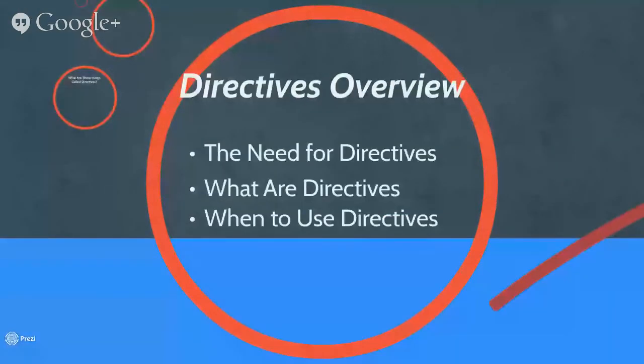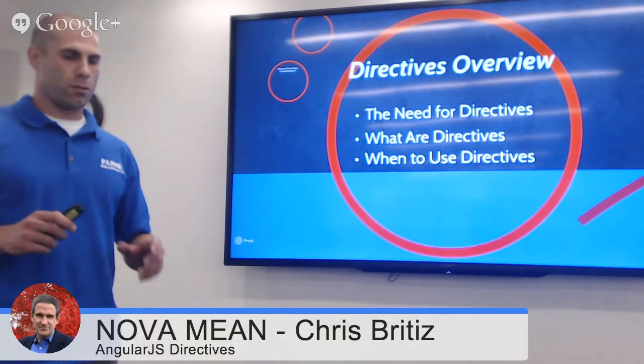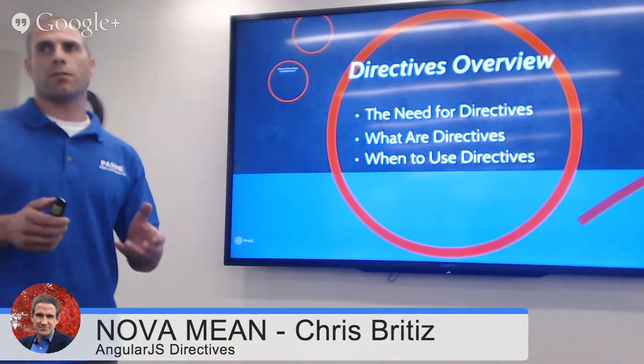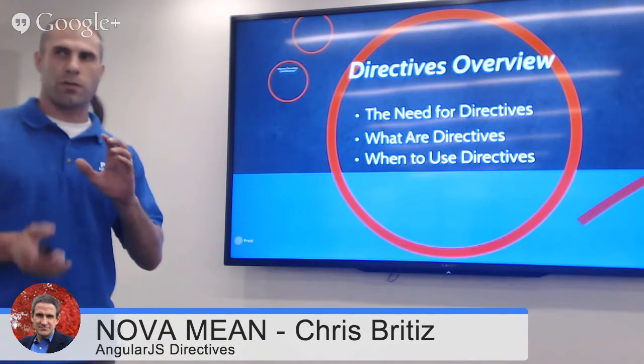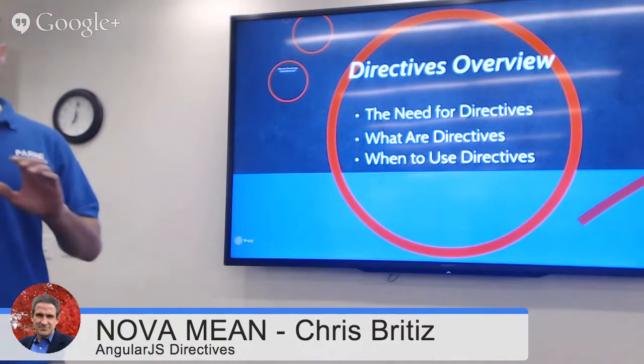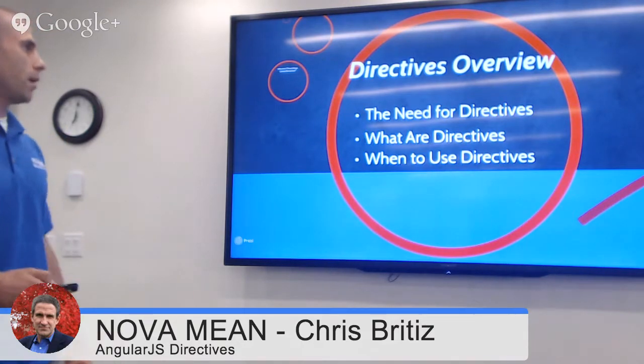So let's start off with the need for directives. Why do we need directives? The main reason I think we need directives is reusability. Reusability allows you to isolate and encapsulate a whole piece of your DOM and then use it willy-nilly. Like, I'll just plug this in here, I'll just plug this in here. You can use the same code for the same thing that you're doing over and over again.